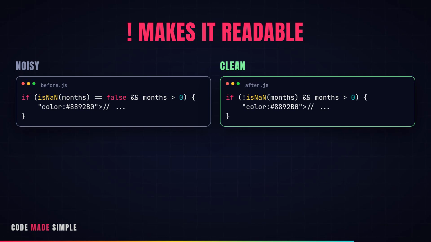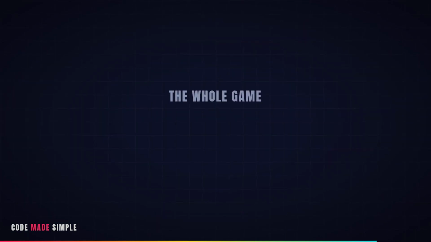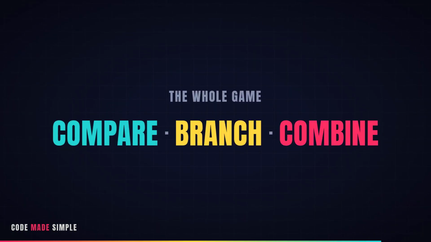Instead of isNaN equals false, just write not isNaN. Same logic, half the noise. Your future teammates will love you. Compare, branch, combine. That's decisions in JavaScript.